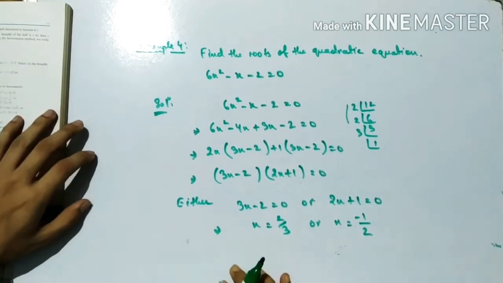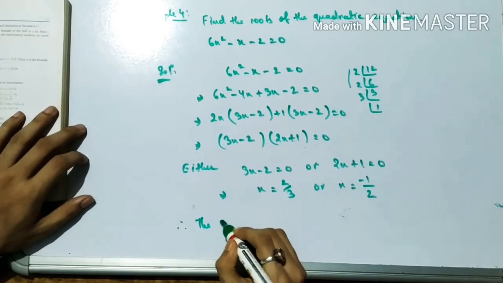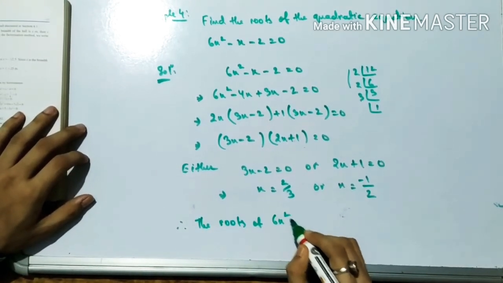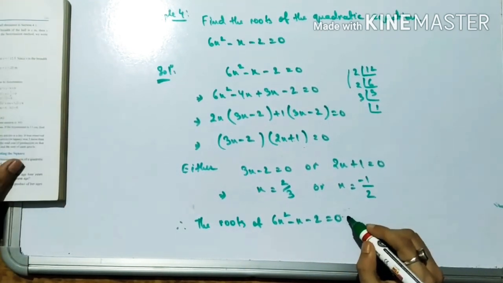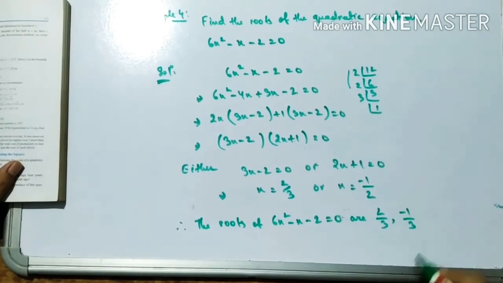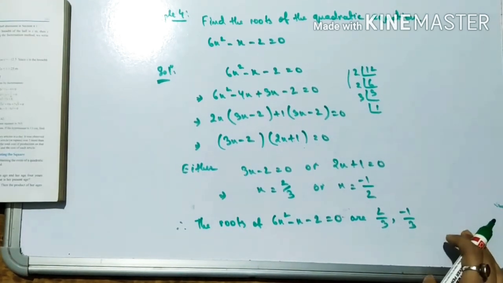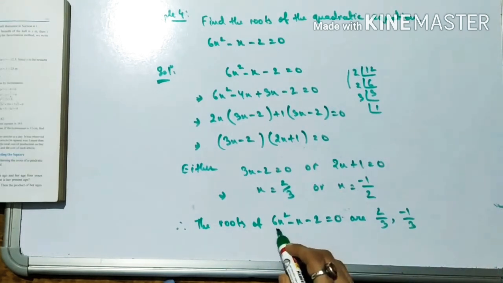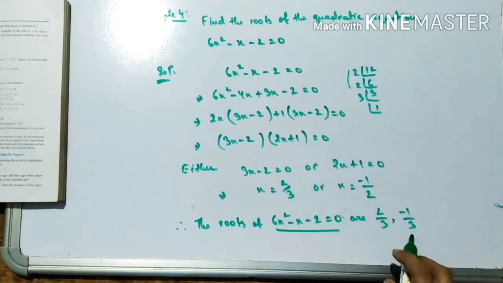So therefore, the last line I can write: therefore the roots of 6x² - x - 2 = 0 are 2/3 and -1/3. This is how we factorize a quadratic equation by splitting the middle term. The roots of the quadratic equation are 2/3 and -1/2.